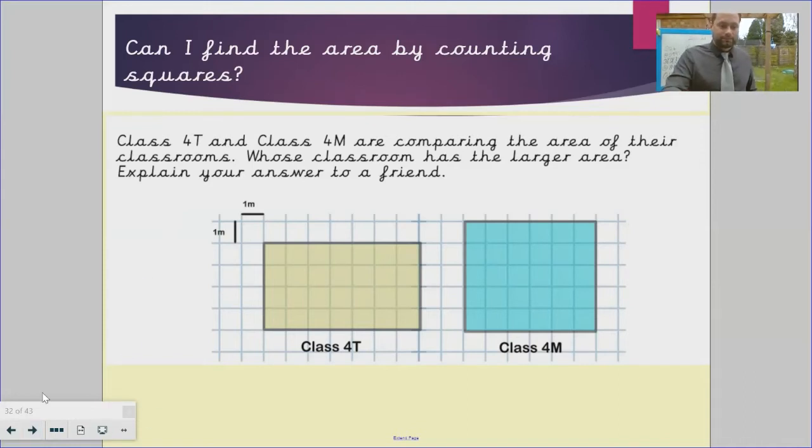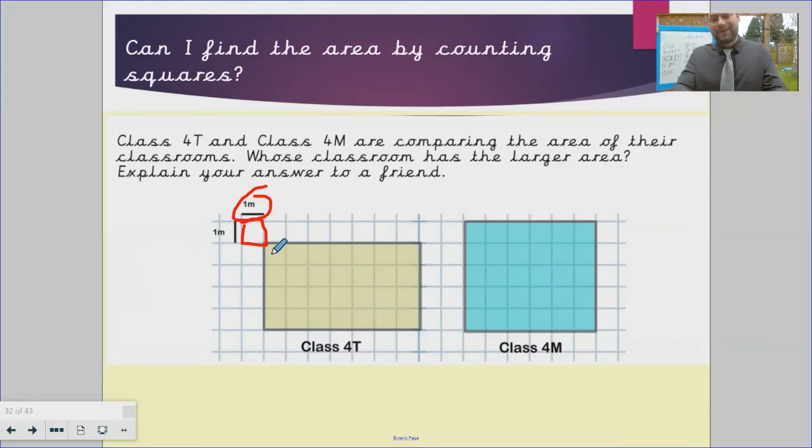Here, you may want to use your whiteboards. On the back, there's squared paper. You may want to use this when you're doing your work. So let's have a look here. We've got now our class, look, we're measuring in meter squares now. So each one of these little squares has a length of 1 meter, a width of 1 meter, and an area of 1 meter squared.